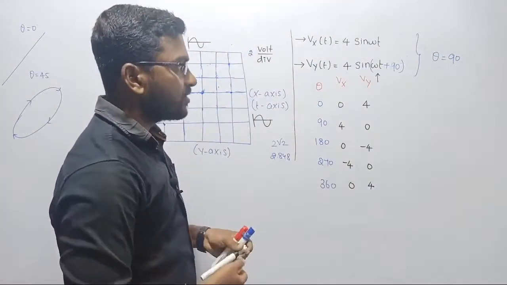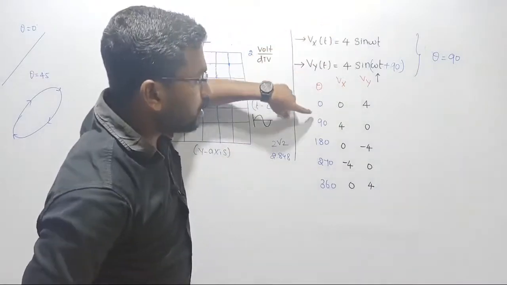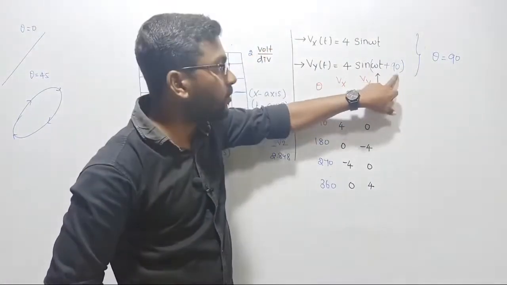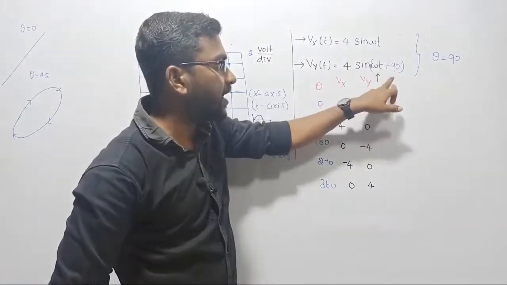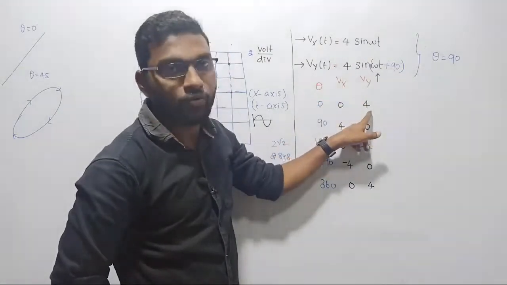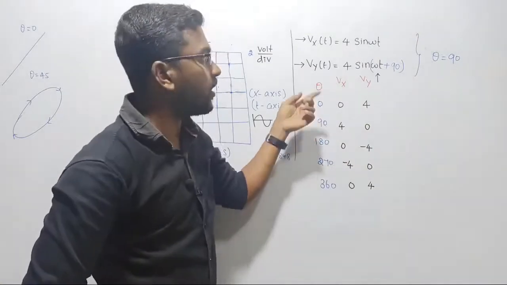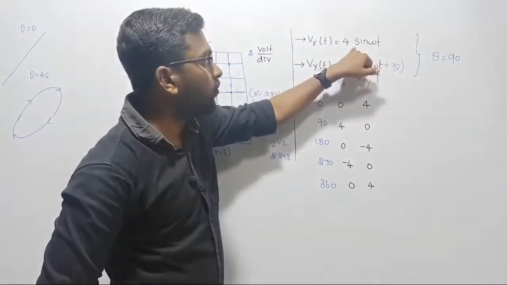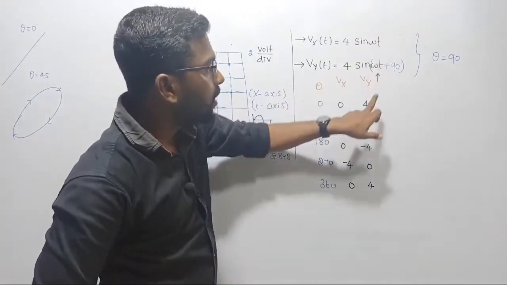Slowly solve again. See, listen. When I am putting theta equal to 0 here, sin 0 is 0. Here, 0 plus 90, 90 will be there. Sin 90 is 1. 1 into 4, I am getting 4. Second case, theta equal to 90. What is sin 90? 1. 1 into 4, 4. Next, here, same values.